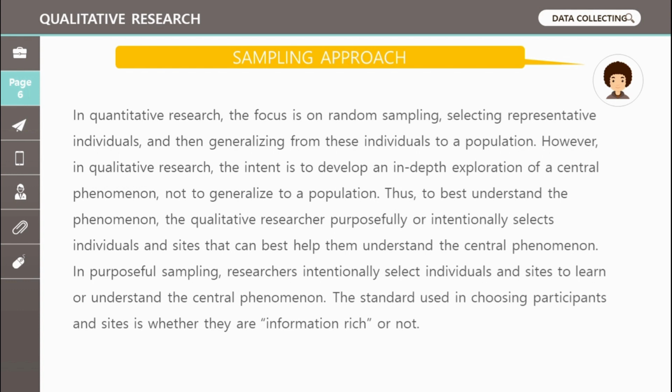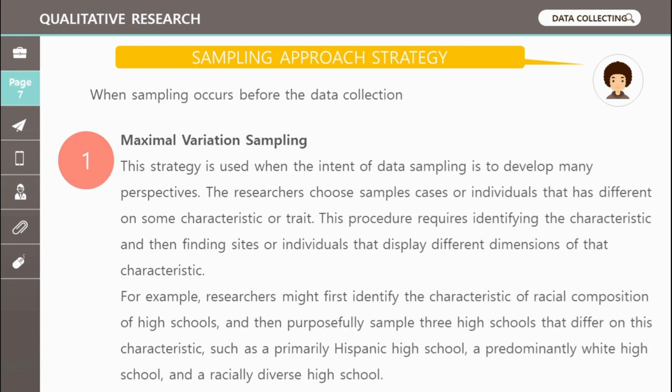In purposeful sampling, researchers intentionally select individuals and sites to learn or understand the central phenomenon. The standard used in choosing participants and sites is whether they are information-rich or not. There are some sampling approach strategies in purposeful sampling. When the sampling occurs before the data collection, there are 6 sampling approach strategies that can be used.